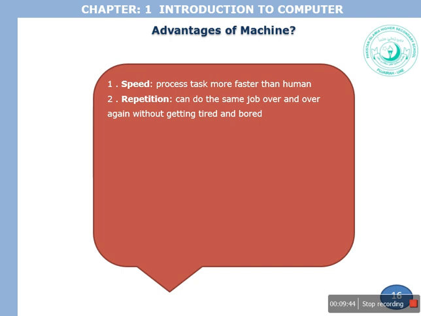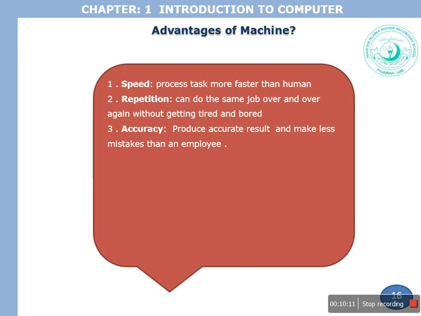Repetition: a machine can do the same job over and over again without getting tired and bored. Every day we wash clothes in washing machines. No problem. If it is okay, then it will wash our clothes repeatedly. Okay, it's just an example for you.